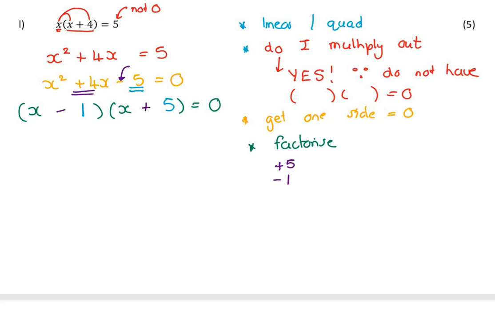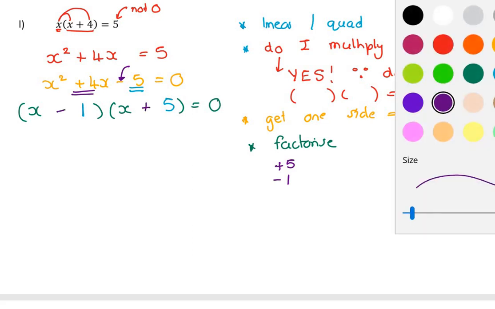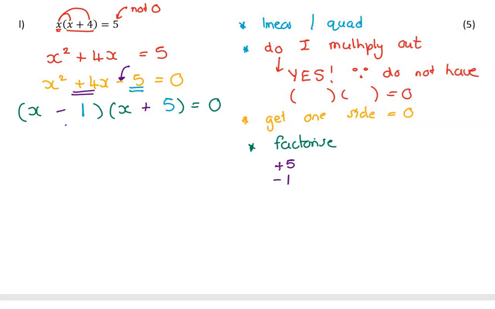Again, I always multiply it if this is a test or exam, either in my head or on the question paper, to make sure I'm right. So finally, either x minus 1 must be 0, so add 1 to both sides, or x plus 5 must be 0, so subtract 5 from both sides, and I get 2 answers.